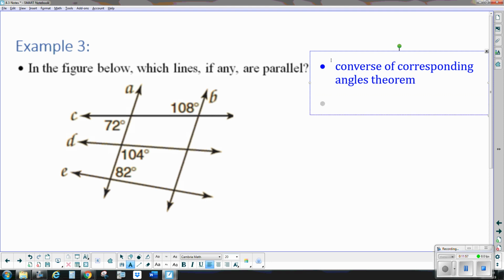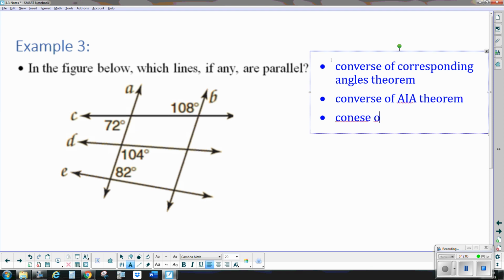Or the converse of alternate interior angles theorem. Or the converse of alternate exterior angles. Okay, so this tells us that if corresponding angles are congruent, then the lines have to be parallel.